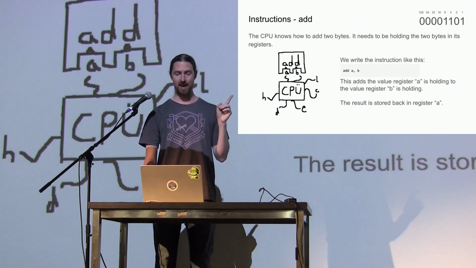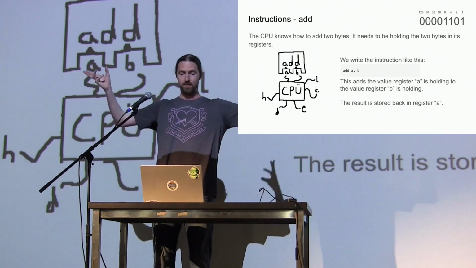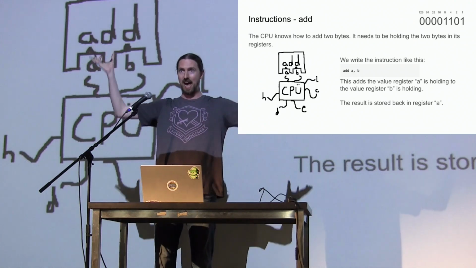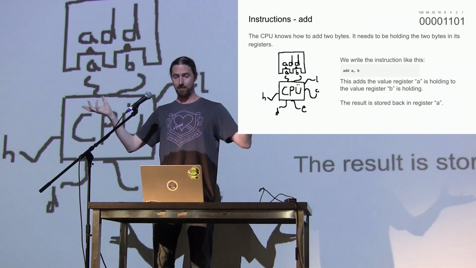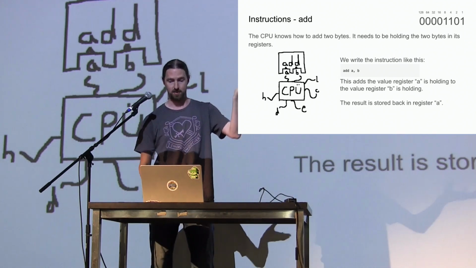Add. The CPU knows how to add 2 bytes. It needs to be holding the bytes in its registers. So you have a value in register A, and you have a value in register B, and then you can add A, B, and it will add those 2 values and write the result back into register A, okay?